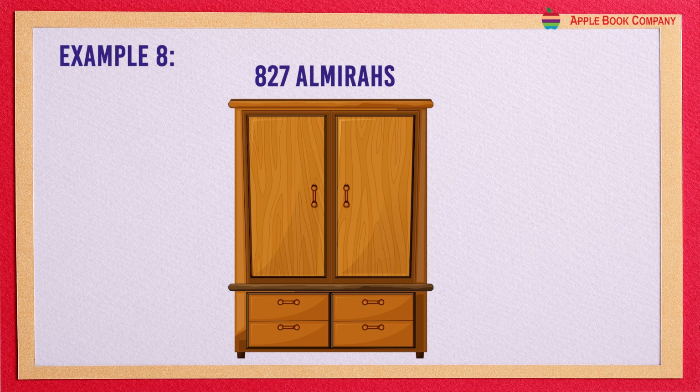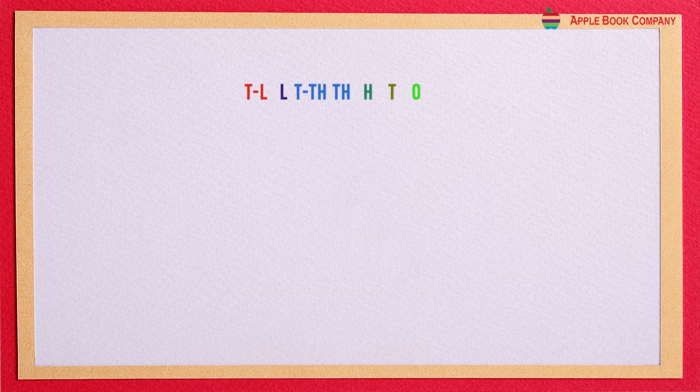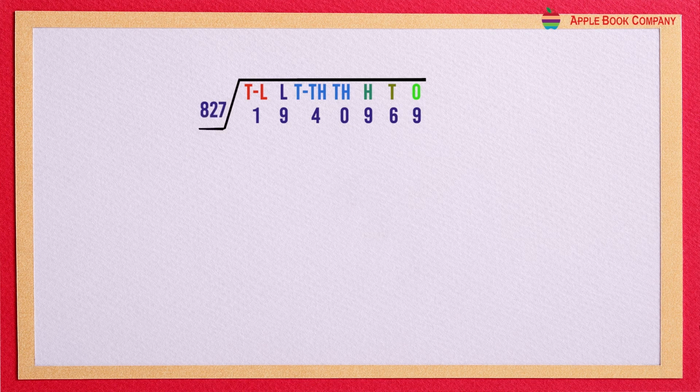So example 8. The price of 827 almaras is 1940969. So what is the price of one almara? Price of one almara is equal to 1940969 divided by 827. So how do we do that? We will take 194 initially. Since that is less than 827, we will consider the first four numbers, that is 1940. So 827 into 2 is 1654, which is less than 1940.